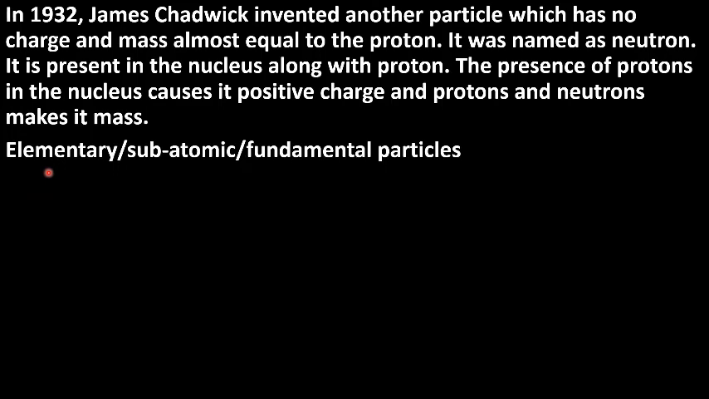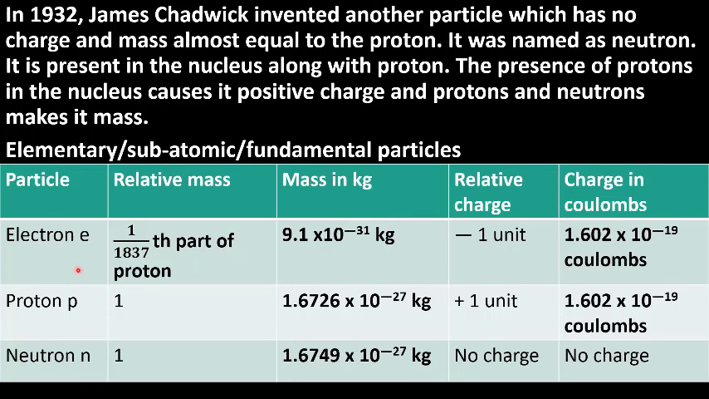Now let us know about the elementary particles or subatomic particles or fundamental particles. Particles: electron, proton, and neutron. Relative mass of electron is 1/1837th part of proton, whereas relative mass of proton and neutron is 1 each. Mass of electron is 9.1 into 10 to the power minus 31 kilograms, whereas mass of proton is 1.6726 into 10 to the power minus 27 kilograms, and the mass of neutron is 1.6749 into 10 to the power minus 27 kilograms, which is slightly higher than that of a proton.